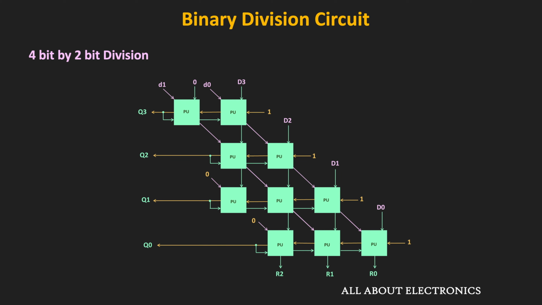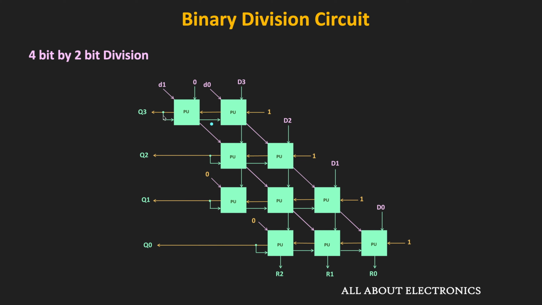That means here, the divisor is of 2 bits while the dividend is of 4 bits. That means here, these D3, D2, D1 and D0 are the 4 bits of the dividend, while the small d1 and the small d0 are the 2 bits of the divisor. And of course, since our dividend is of 4 bits, the maximum bits in the quotient will be equal to 4. That means here, this Q3 to Q0 represents the quotient bits, and this R2 to R0 represents the 3 bits of the remainder.